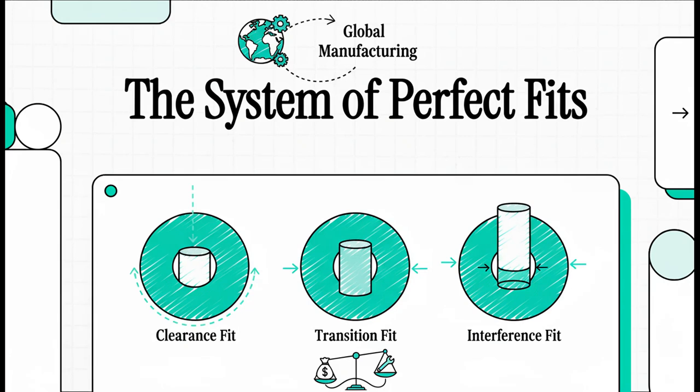Have you ever really stopped to think about how our world gets put together? I mean, everything from the phone in your pocket to the planes flying overhead, they're all made of millions of parts from factories all over the globe that somehow come together and just work. How on earth is that possible? Well, let's pull back the curtain on the invisible system that makes it all happen.